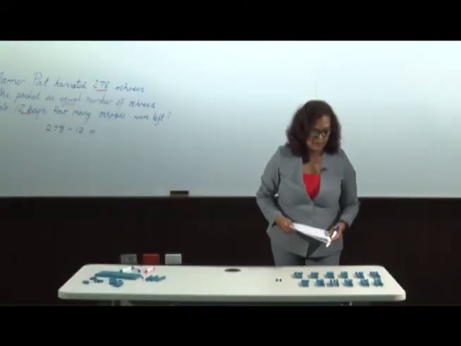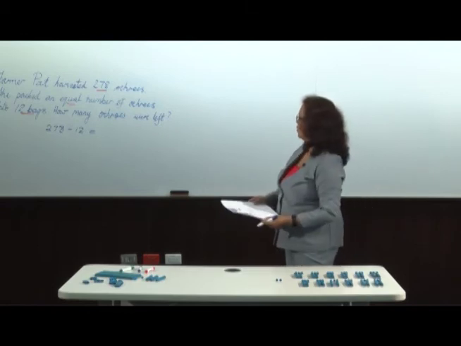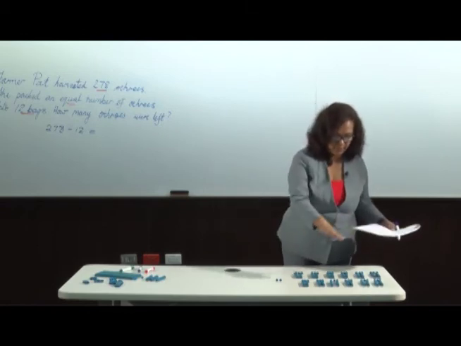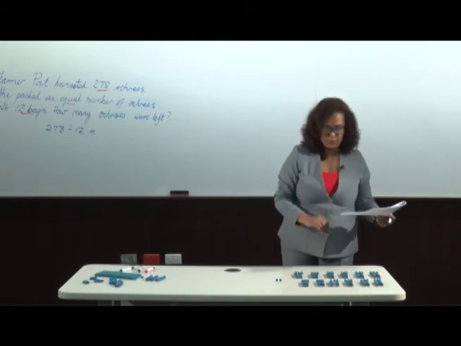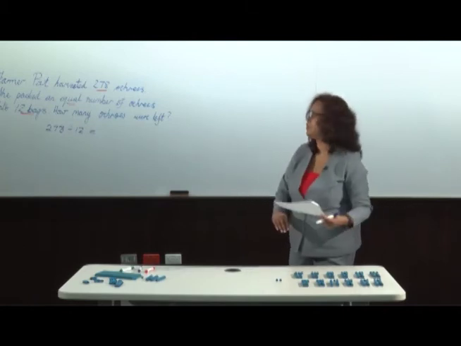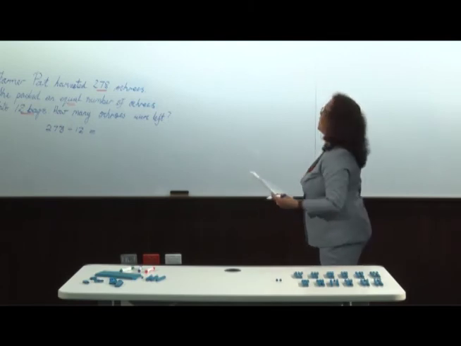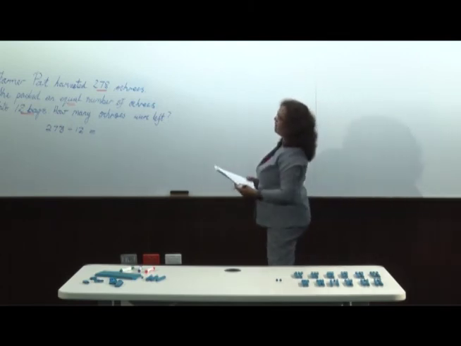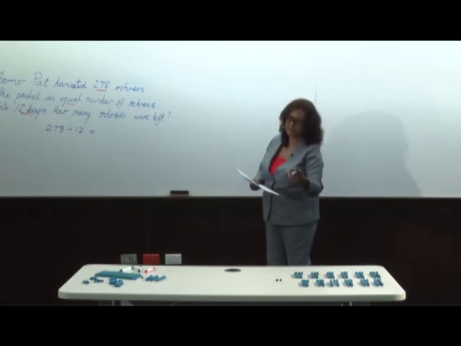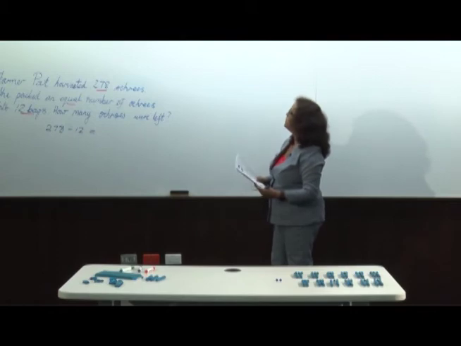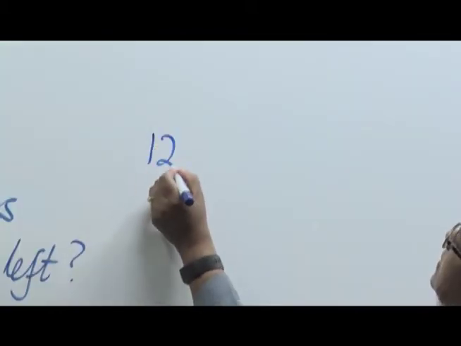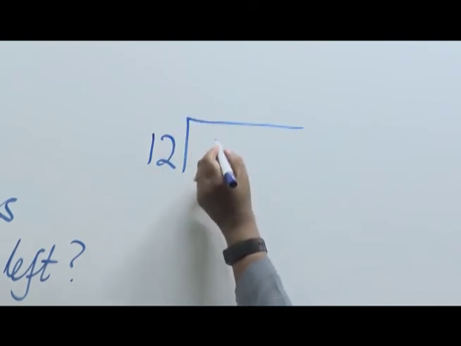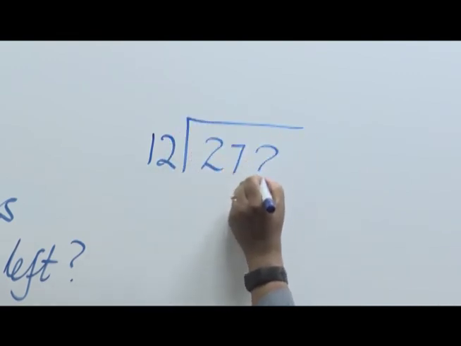So boys and girls, we have our 278 okras represented using our base 10 materials, and we have them divided into 12 sets, which represents the 12 bags. What I'm going to do now is to use the algorithm to represent the same problem and solve it using the algorithm. I'm going to first use the short method. So I'm going to write 12 into 278.